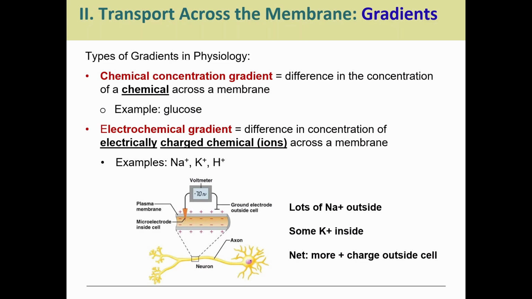So if we're looking at the neuron, for example, there's a lot of sodium on the outside, there's a little bit of potassium on the inside. So overall, the inside, because there's not a whole lot of positively charged ions, has a negative charge, whereas the outside has a more positive charge in comparison because it has more positively charged ions, right? So more positive charge on the outside versus the inside. Even though we're looking at two different ions, again, they're impacting the same thing in terms of the overall charge of the inside or outside environment.